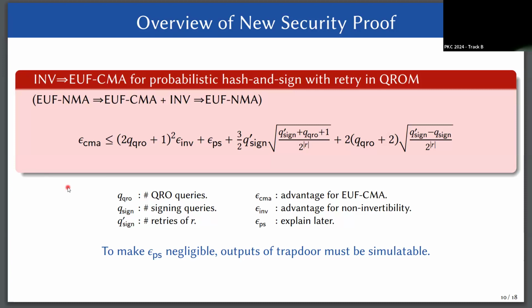Is the loss improved in the classical setting? So you're talking about this term? Yes. In the classical realm, this is linear. Linear. Yeah, the QRO term is added on the advantage for non-invertibility. So you can just remove the square. Just remove the square. Yeah. Okay. Thank you.